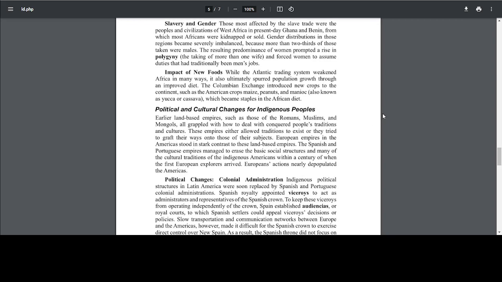Impact of new foods. While the Atlantic trading system weakened Africa in many ways, it also ultimately spurred population growth through an improved diet. The Columbian Exchange introduced new crops to the continent, such as American crops, maize, peanuts, and manioc, also known as yucca or cassava, which became staples in the African diet.